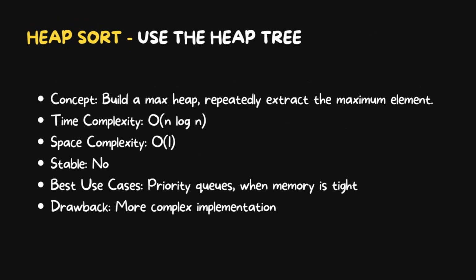It has no stability because the heap structure doesn't guarantee the order of equal elements. Its best use case is priority queues or when memory is tight. Its drawback is that it's slower than quicksort in practice due to the heap operations. Heap sort is useful when space is a constraint, but quicksort is usually faster for general sorting tasks.